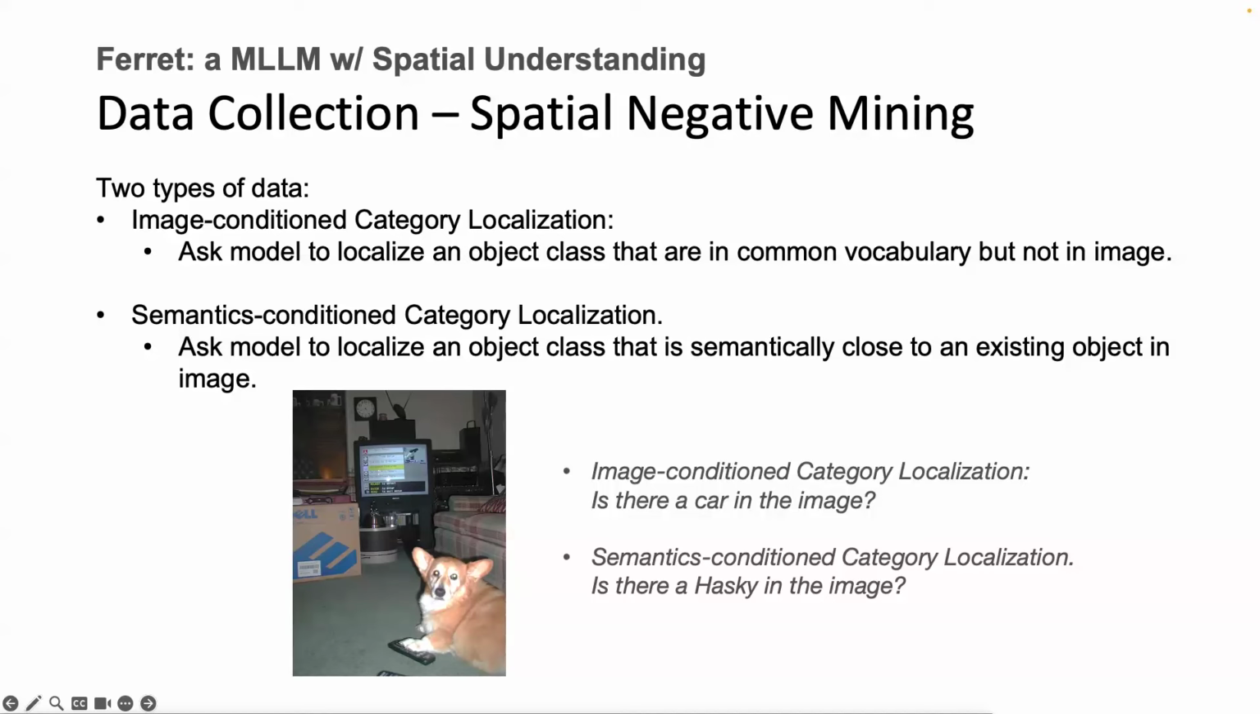The second is semantic-conditioned category localization. We actually want the embeddings to be slightly different. For example, if the dog is not a husky or a golden retriever, we ask the model if there is a golden retriever in this image. Possibly other grounding models will try to localize, saying, okay, I found the embedding very similar to the dog here, so I just gave it a bounding box, but that's not ideal. So we ask the model to localize an object class that is semantically close to an existing object in this image.